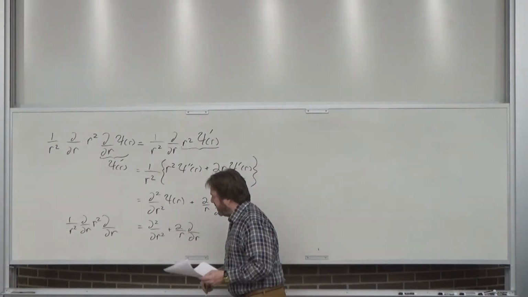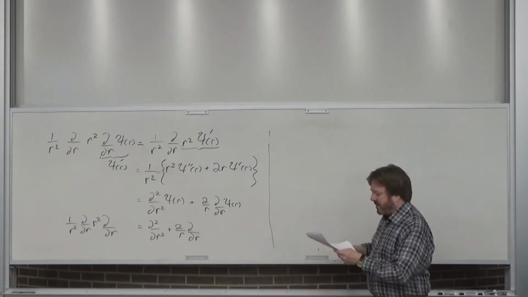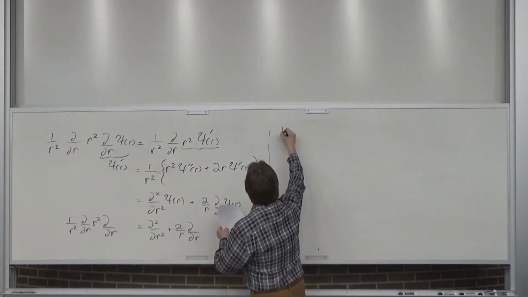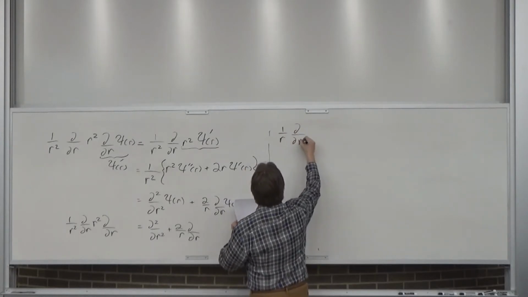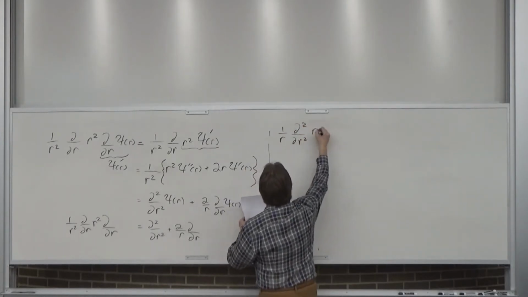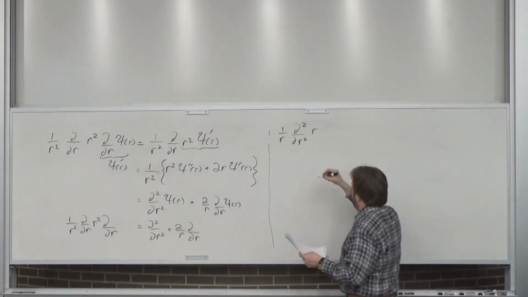Okay, now I've actually done this one before. So let's do another example, just for the hell of it. Okay, let's do 1 over r, double derivative, r, and let's see what that turns into. First, add a dummy wave function.